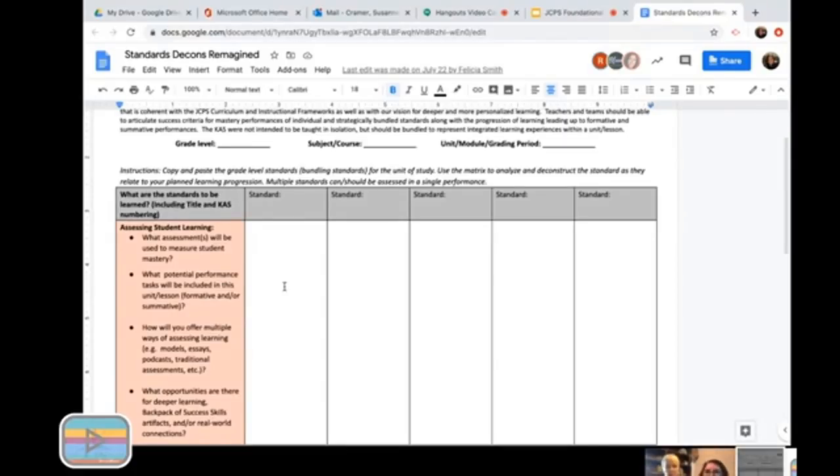And our team will be providing professional learning and examples in each content area for how to use this document in an intentional way.